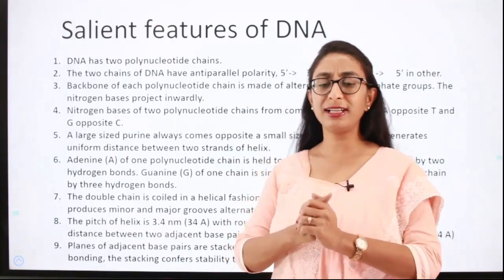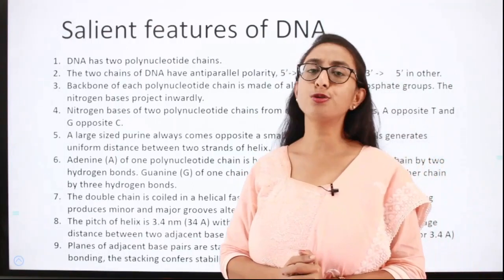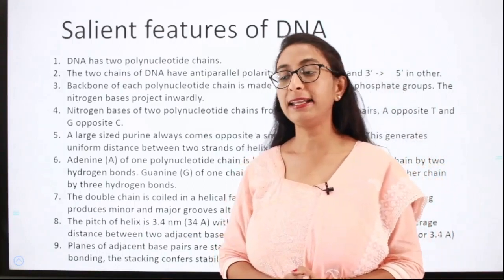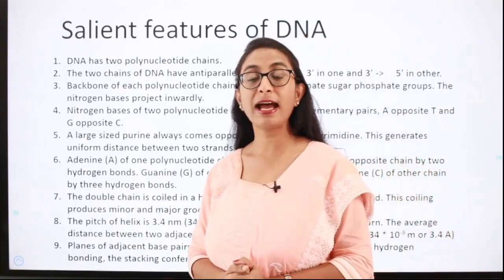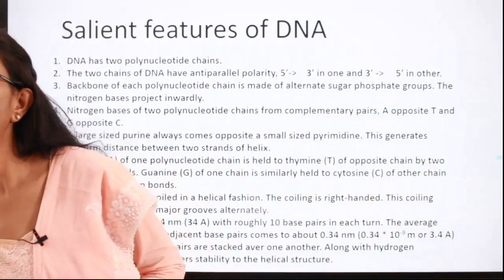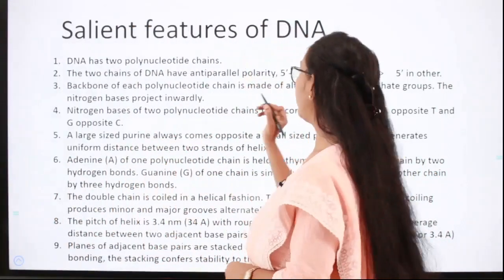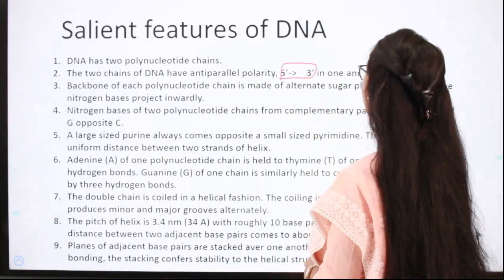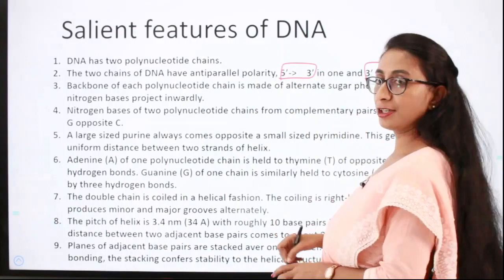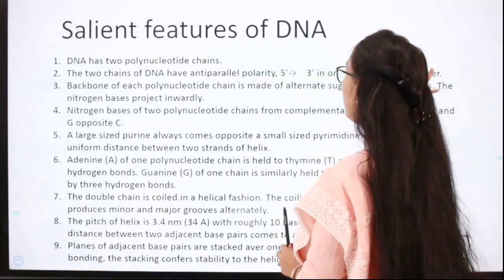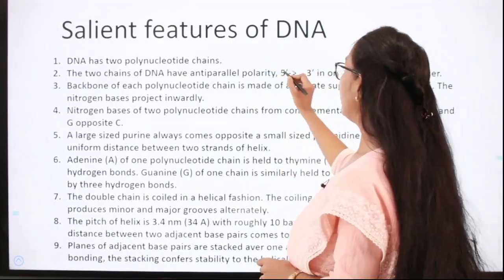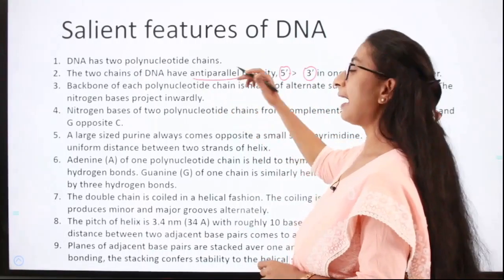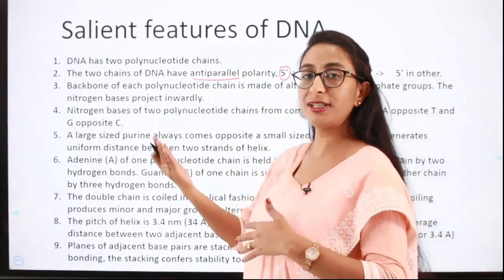So what are the salient features of DNA? DNA has 2 polynucleotide chains which are antiparallel to each other and they have polarity, that is, one strand runs in the 5' to 3' direction and the other one runs in the 3' to 5' direction. So what do we mean by this polarity? Polarity means at one end is 5' and the other end is 3'. What do you mean by antiparallel? Antiparallel means they are running in opposite directions.